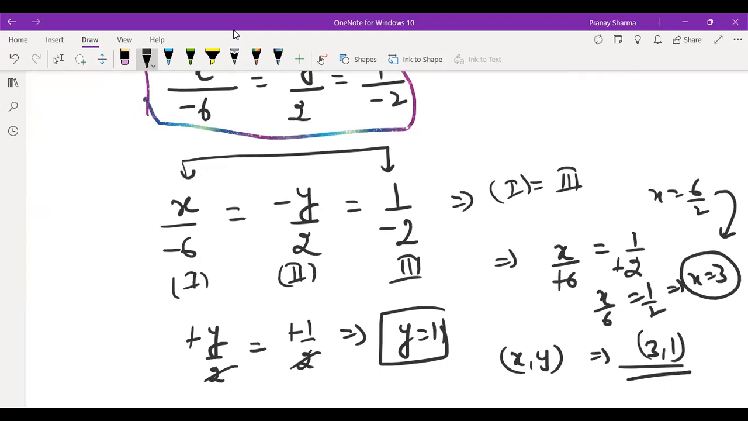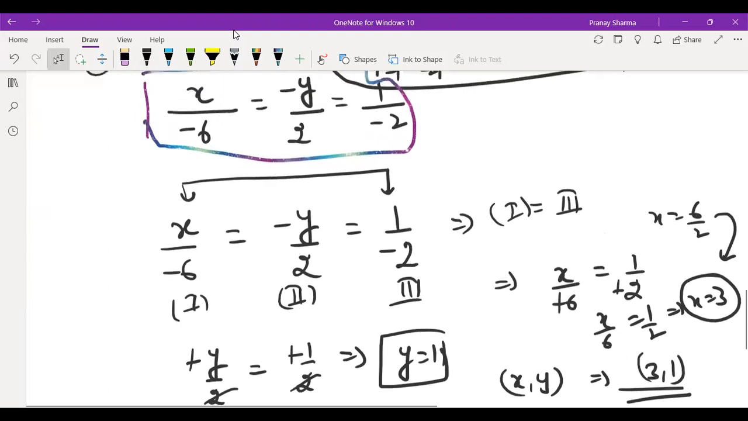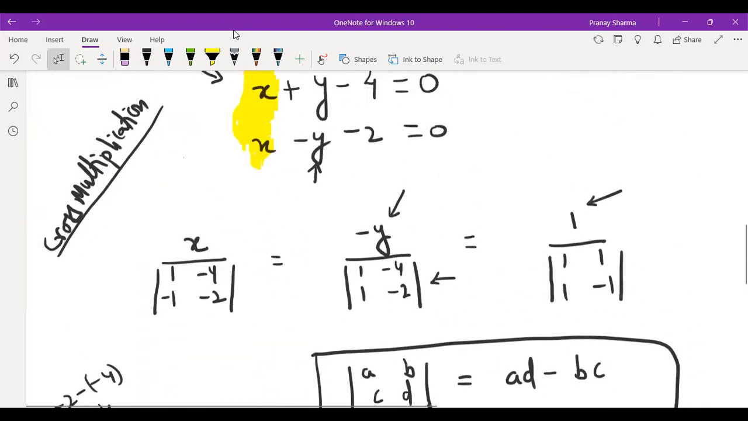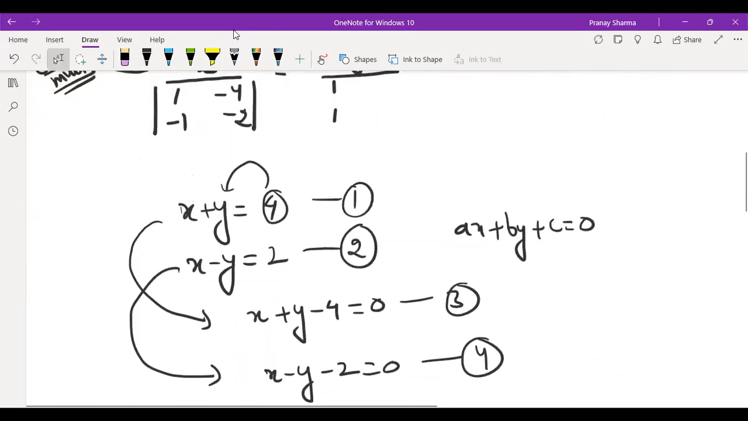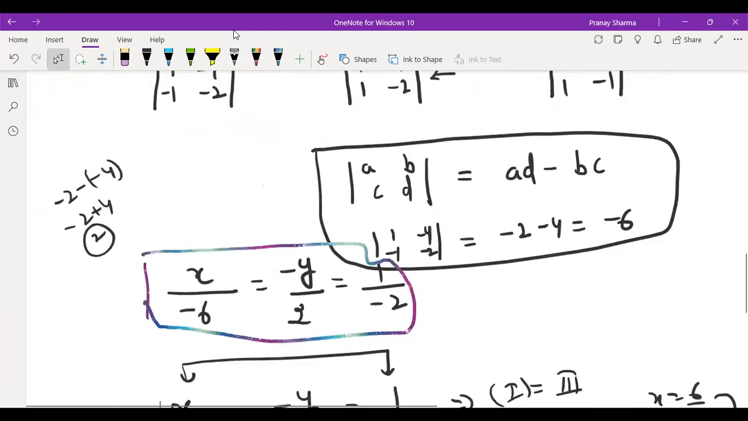I hope you people are able to follow. So 3, 1, if you substitute it in the original equation, it will get satisfied. 3 plus 1 is 4 and 3 minus 1 is 2. So it is getting satisfied. So this is what we are going to do in the cross multiplication method.